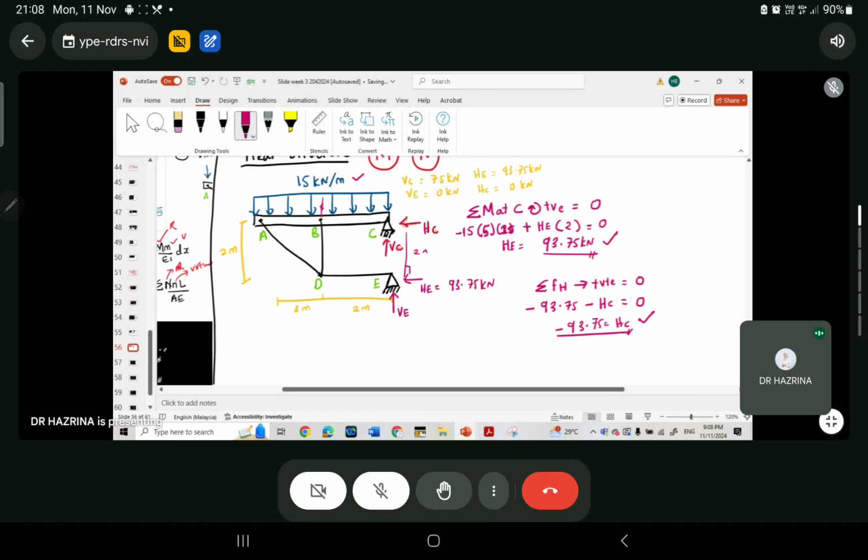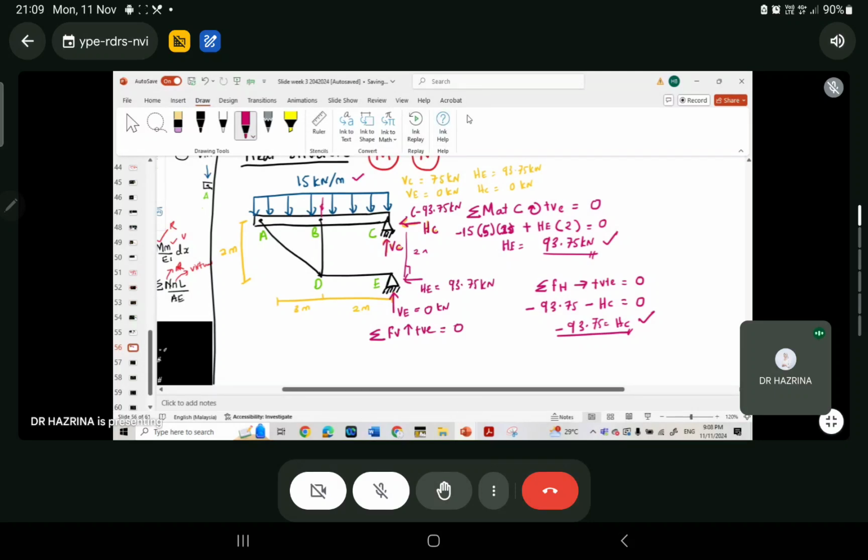So HE dapat, HC pun dapat. So now your HE dah dapat. Here this one is negative 93.75 kilonewton. So in terms of the reaction forces, okay, your VC, so you boleh buat lah submission forces vertical upward positive equals to 0. So dalam kes ni, VE you akan jadi kosong, okay, kosong kilonewton.